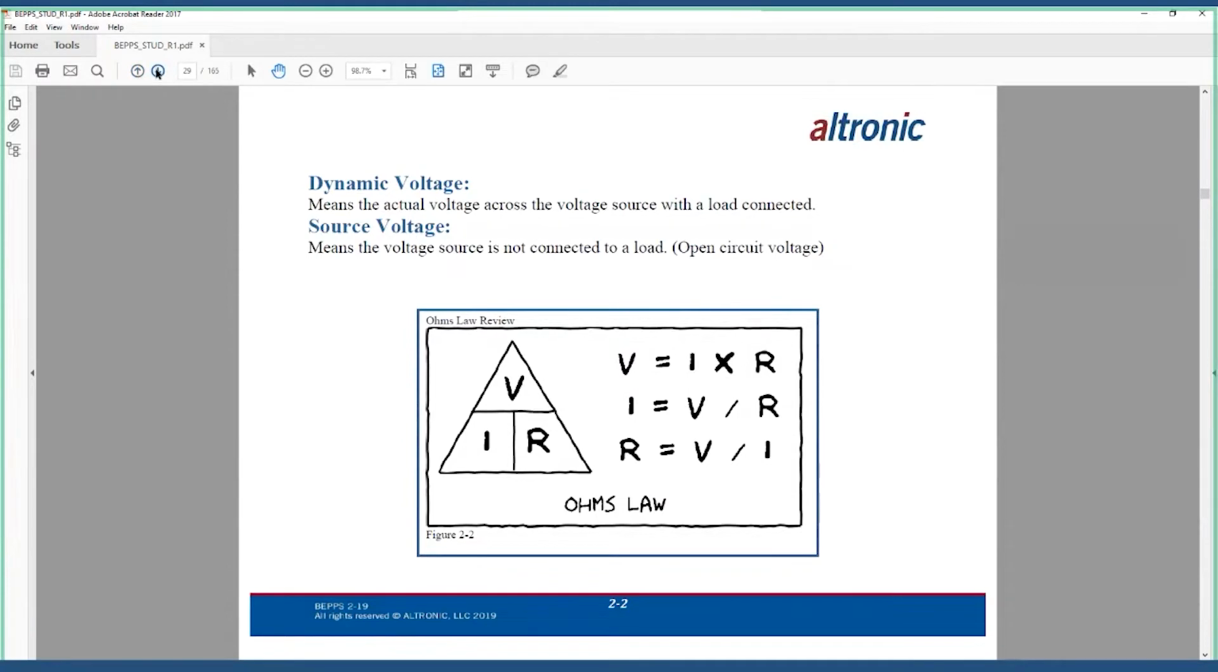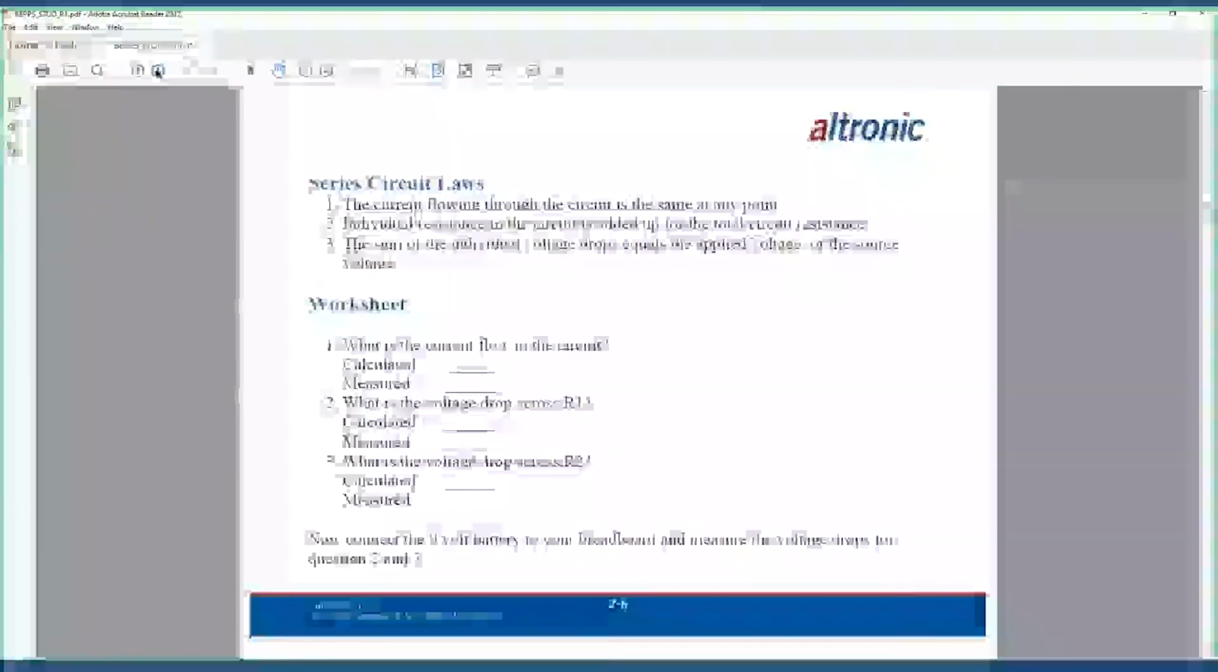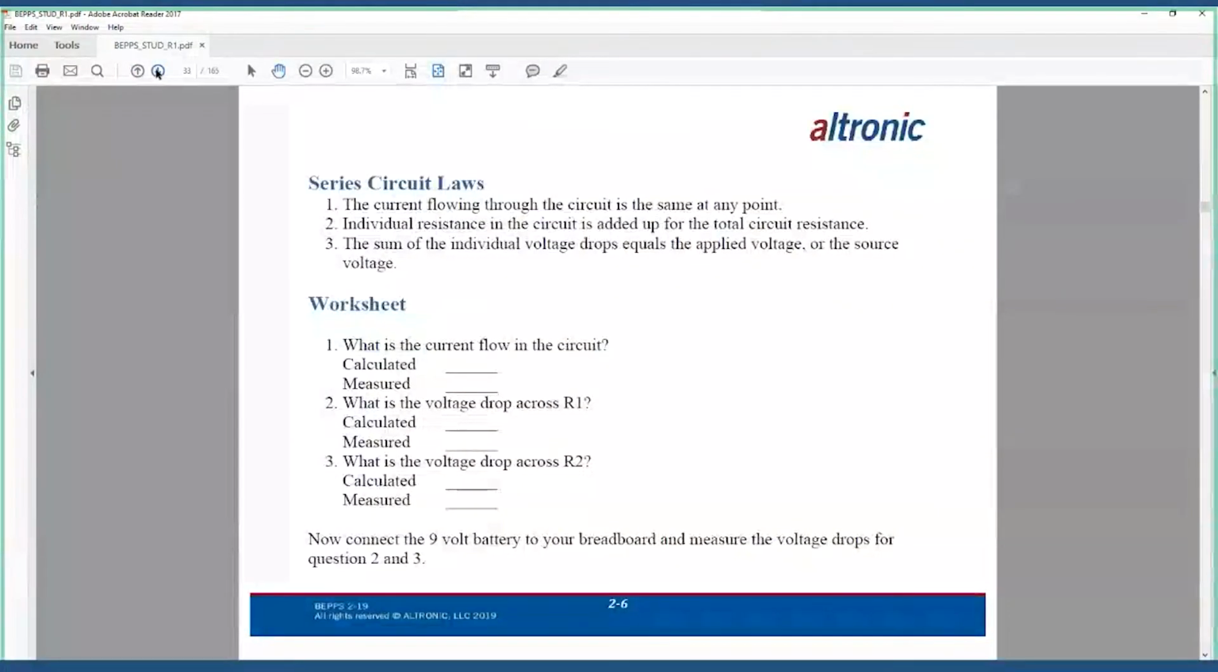Okay, so if I don't have any takers, I'll just work it out for you. So what's the current flow in the circuit? We're going to start out with voltage of 9, and we're going to divide it by a resistance. I'll just work it out on my calculator real quick. I have to work everything out longhand. I can't do things real fast in my head.